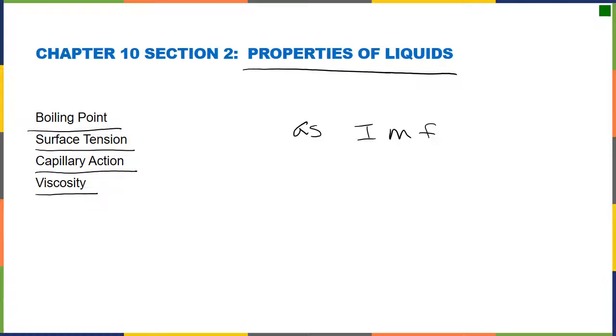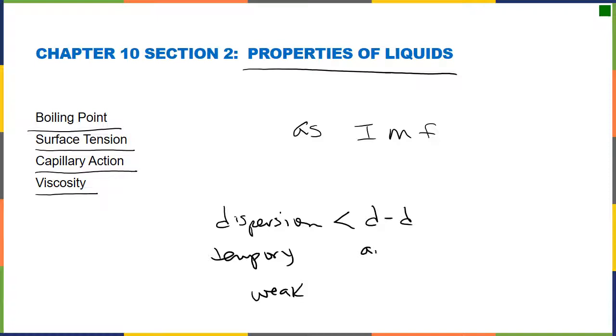So we know that we have dispersion. We know that everything that has electrons has dispersion forces. This is a temporary dipole, and these tend to be weak unless your molecule has a very large molar mass. We know that dispersion is weaker than a dipole-dipole, and this is anything polar.